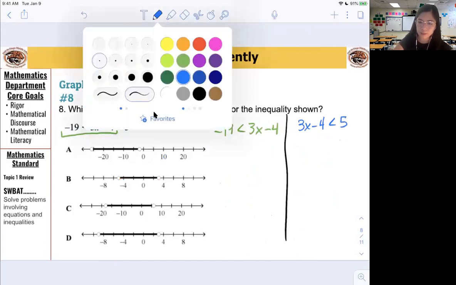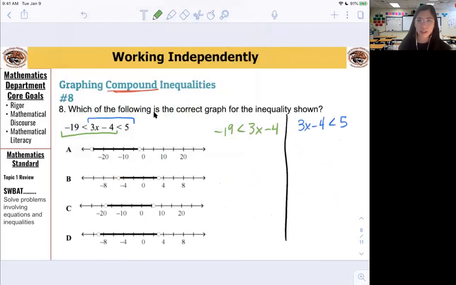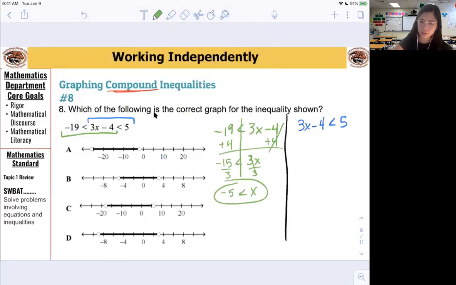I start by solving the left by itself. So just isolating the green side, I'm going to solve for x only on that side. So I'm going to add 4 to both sides, which gives me negative 15 is less than 3x. I divide by 3 on both sides, and I get negative 5 is less than x. Then I do the right side. Same thing, I'm going to add 4 to both sides. 3x is less than 9. Then I divide by 3 on both sides, and I get x is less than 3.